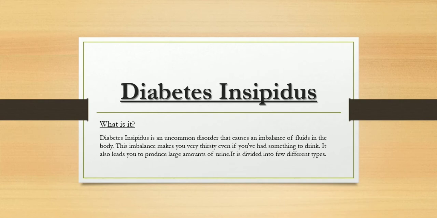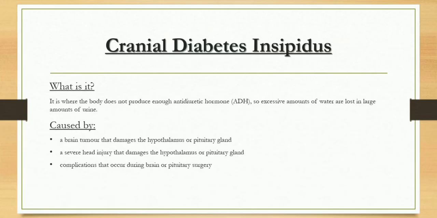Okay, so now for diabetes insipidus. What is diabetes insipidus? Diabetes insipidus is an uncommon disorder that causes an imbalance of fluids in the body. This imbalance makes you very thirsty, even if you had something to drink, and it also leads you to produce large amounts of urine. And diabetes insipidus is also divided into a few different types.